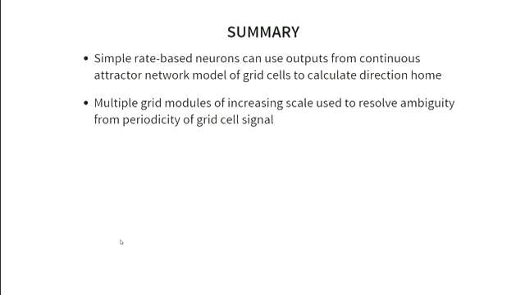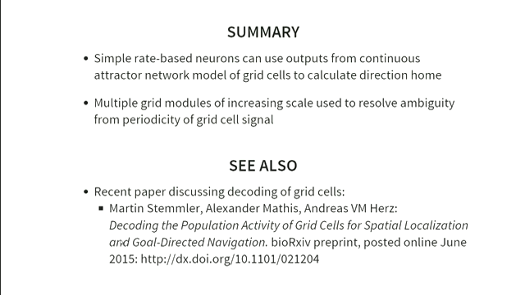So to summarize, we've seen that the outputs from an attractor network model of grid cells can be used by a network of simple rate-based neurons to calculate the direction back home. And we have seen that the ambiguity inherent in the repeating grid cell signal can be resolved by using multiple grid modules of increasing scale. I would also like to point out this recent paper that was published online in June. In this paper they also discussed the topic of decoding the activity from grid cells. So this is very relevant to what I presented here today.